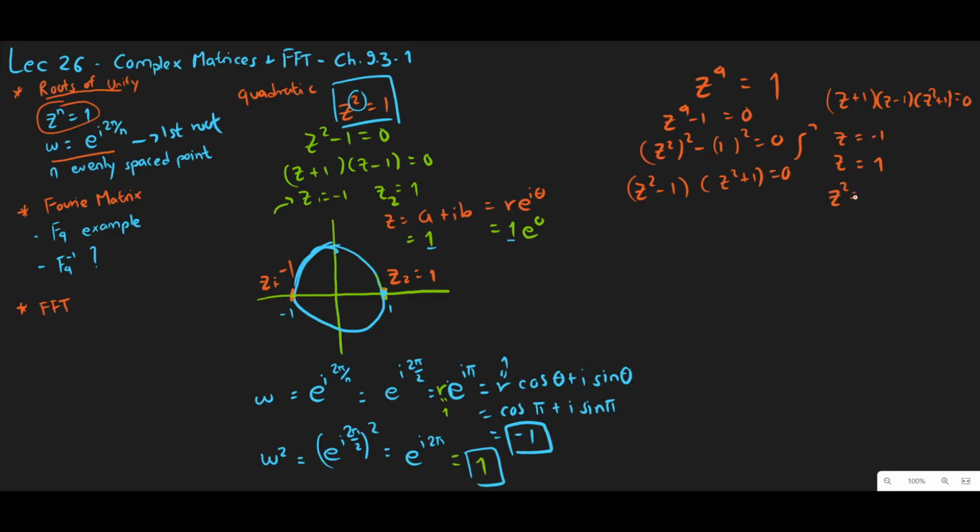so you'll have z squared equals minus 1. So you have z is imaginary, and then we also have minus imaginary. So we have the minus i and plus i. Okay, so these four are our roots.